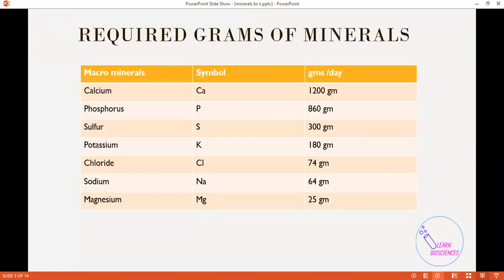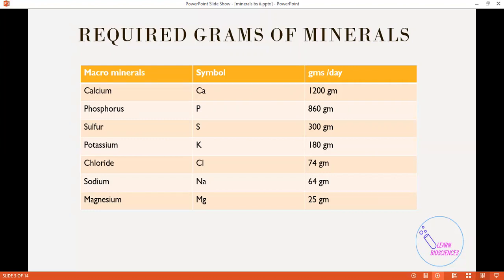So here we have a table about the daily requirements of macrominerals in grams per day. We have calcium, phosphorus, sulfur, potassium, chloride, sodium, and magnesium with their symbols and the daily requirement. Calcium is one of the most abundant, and your body requires it in a very huge amount, which is 1200 grams. Phosphorus, which is 860 grams.